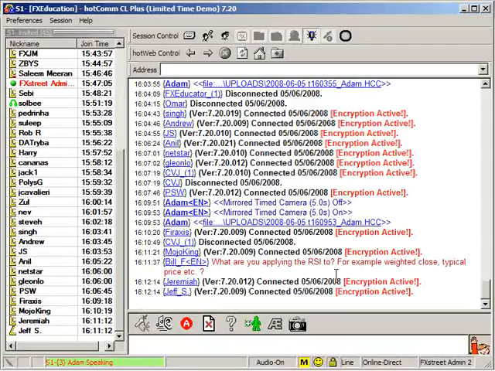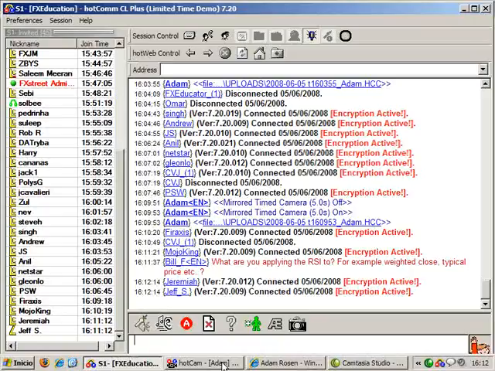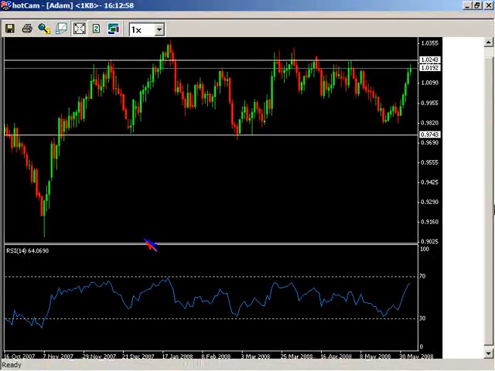That's why you may want to wait. If the RSI is above 70, you may want to wait for that hourly candle or that daily candle to actually close. Just an extra source of confirmation.